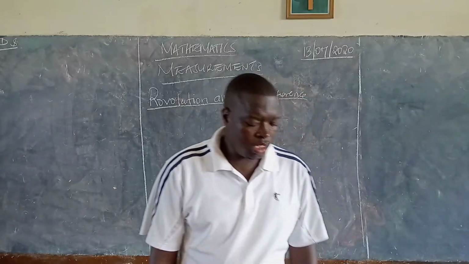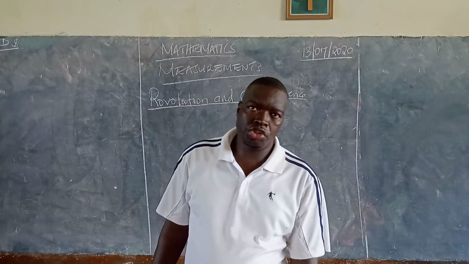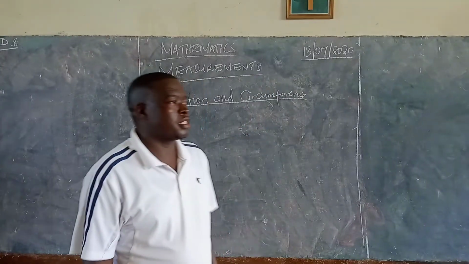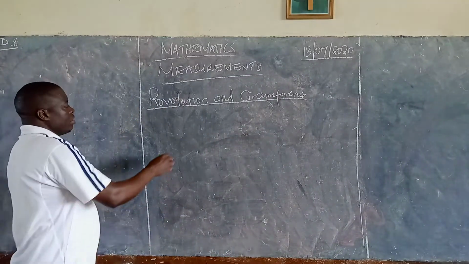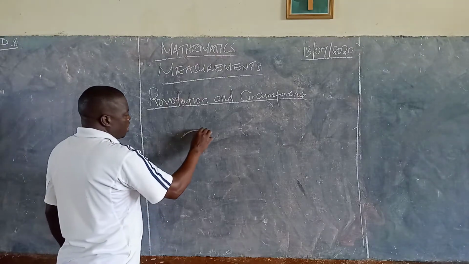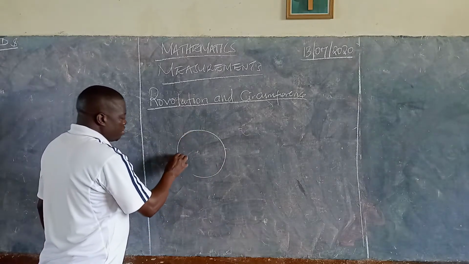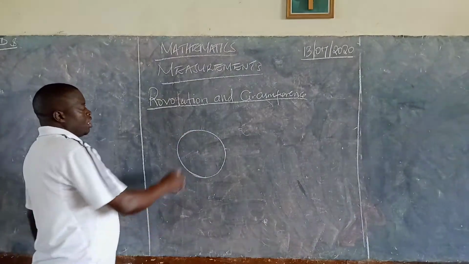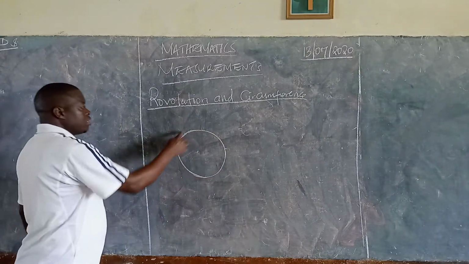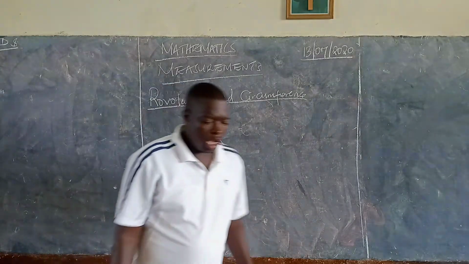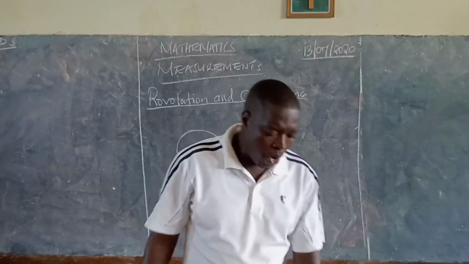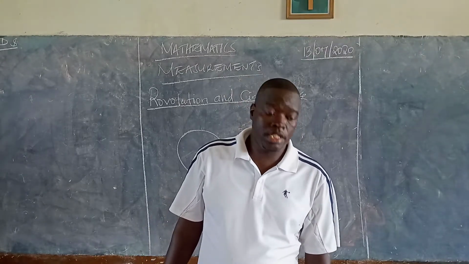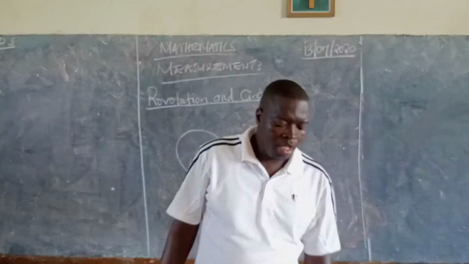So we are saying that one revolution is equal to the length of the circumference. When you talk of circumference, of course it is something that is circular. So one revolution is equal to the circumference of this circular object. And if, for example, a wheel makes a known number of revolutions, we can find the distance it covers by using the formula.